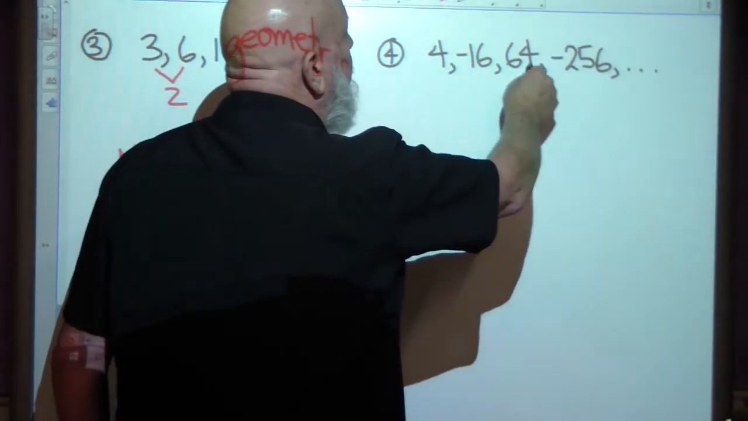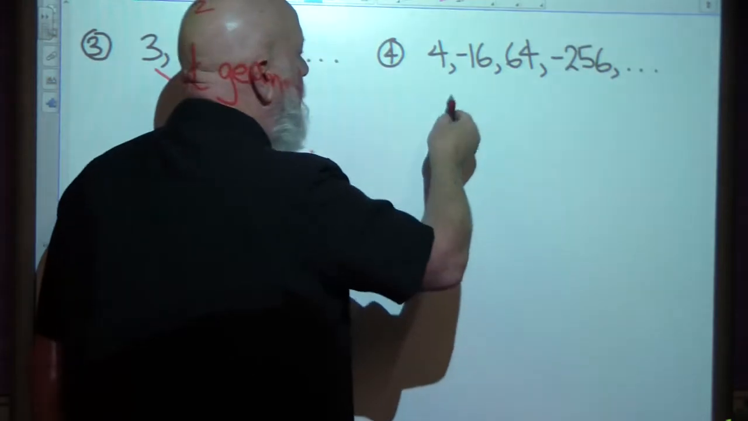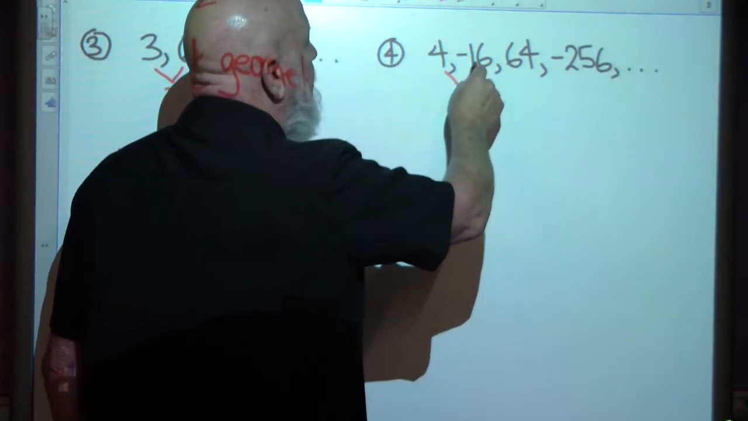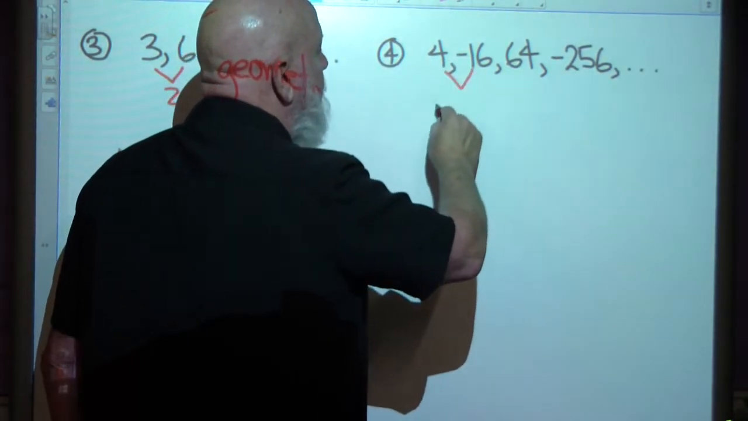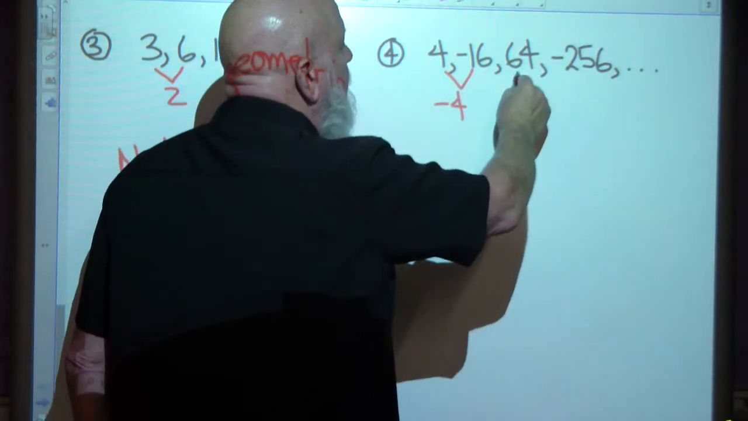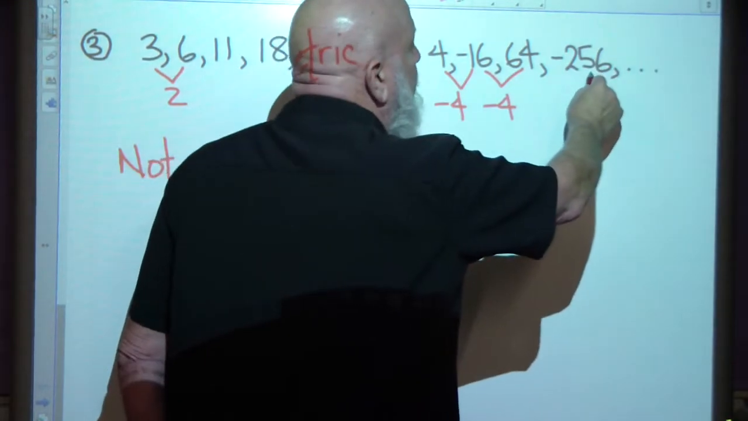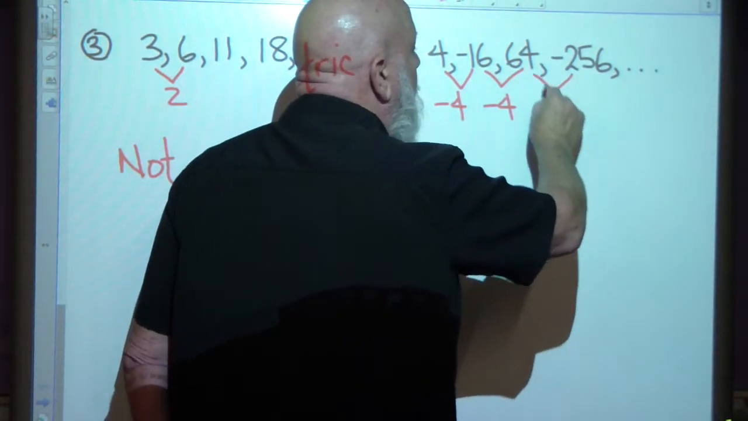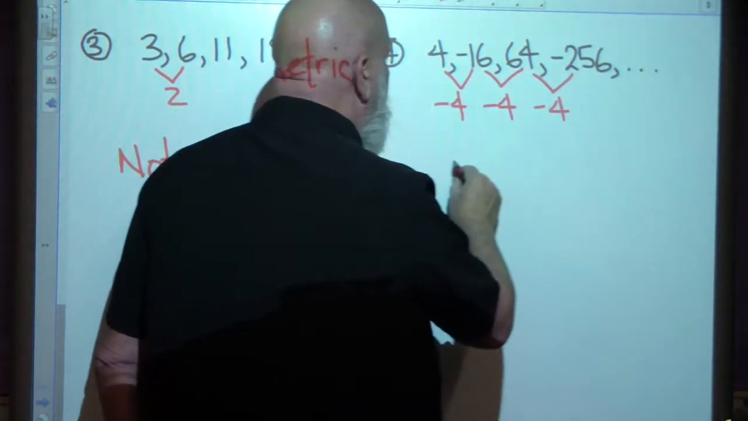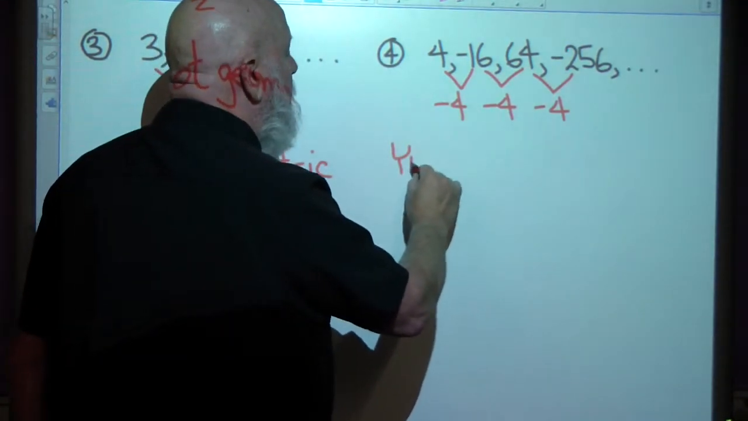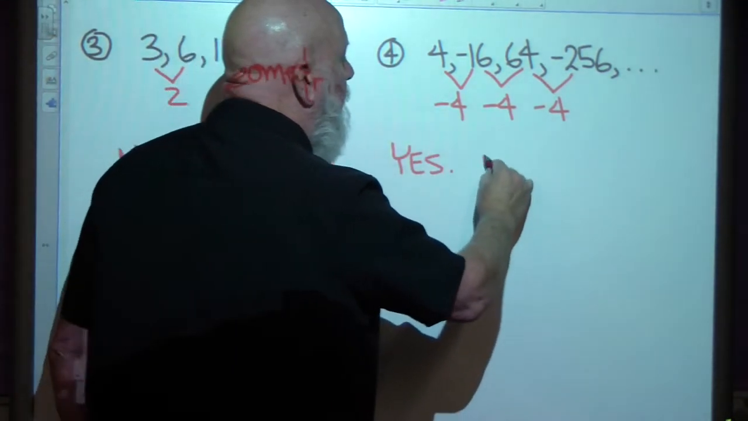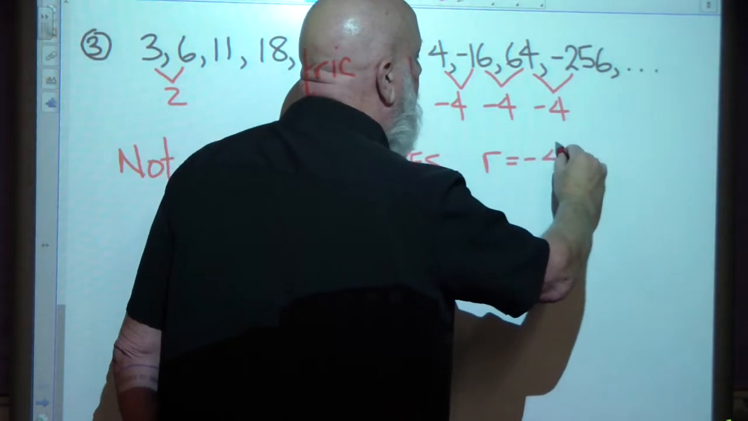And here we have every other term is negative. That's no problem. We just divide. Negative 16 divided by 4 is negative 4. Negative 64 divided by negative 16 is negative 4. Negative 256 divided by 64 is negative 4. So we do have a common ratio, which means yes, it's geometric. The common ratio is negative 4.